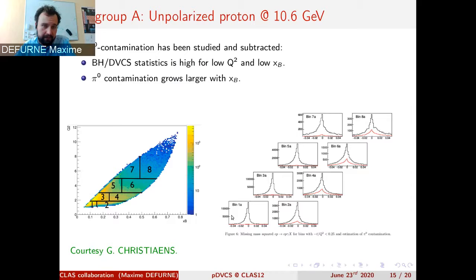Looking at the pi0 contamination, you can see that the pi0 contamination seems to increase as x_B is increasing as well. So this pi0 contamination is important to subtract, especially since when you have high pi0 contamination, your cross-section for beam-spin asymmetry DVCS is not as high as you can get in other bins.